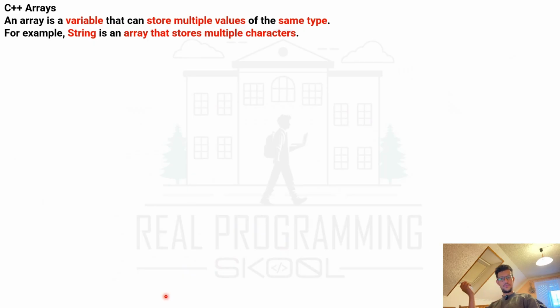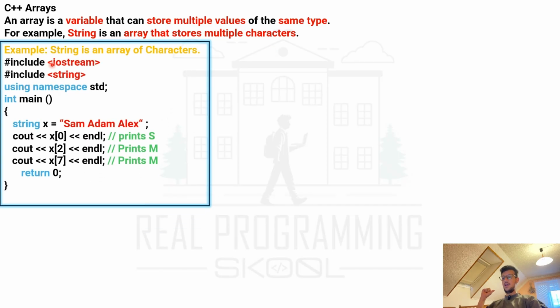And also, as we said before, a string is an array that stores multiple characters. We have a string, for example, a full name. This full name is a string, and each letter of this full name is a character. So a string is an array of characters, as explained in the previous lesson. Let's have an example to remind ourselves. Example: string as an array of characters. #include <iostream>, #include <string>, using namespace std, main function. All right, string x equal, between double quotations, Sam Adam Alex, my full name.